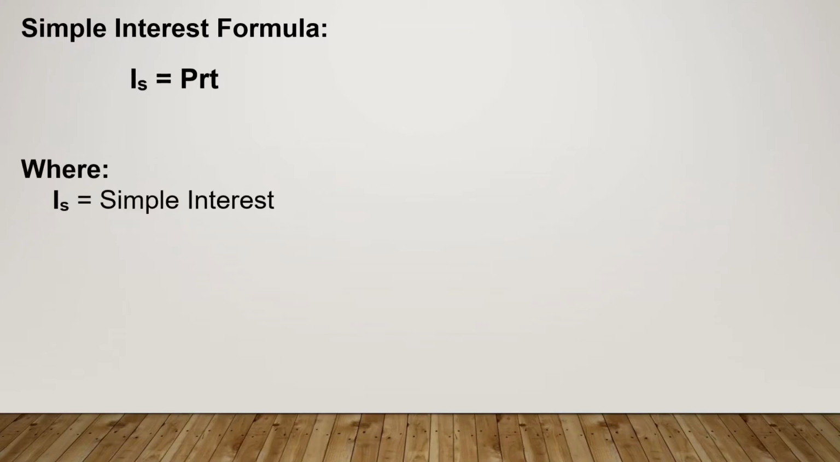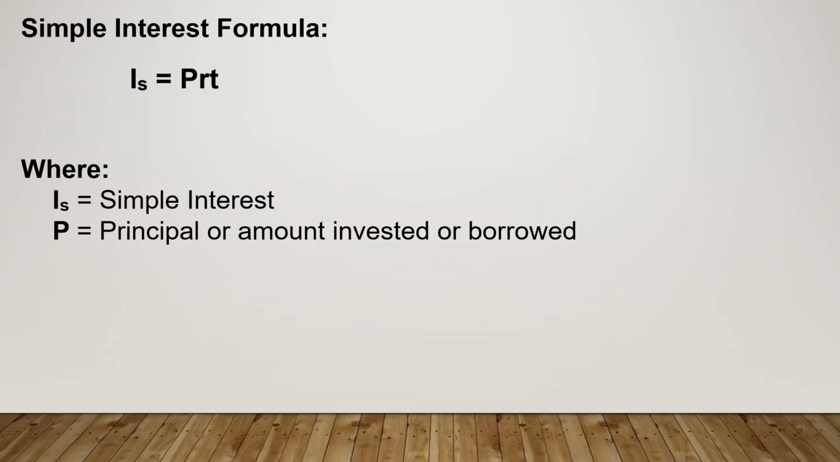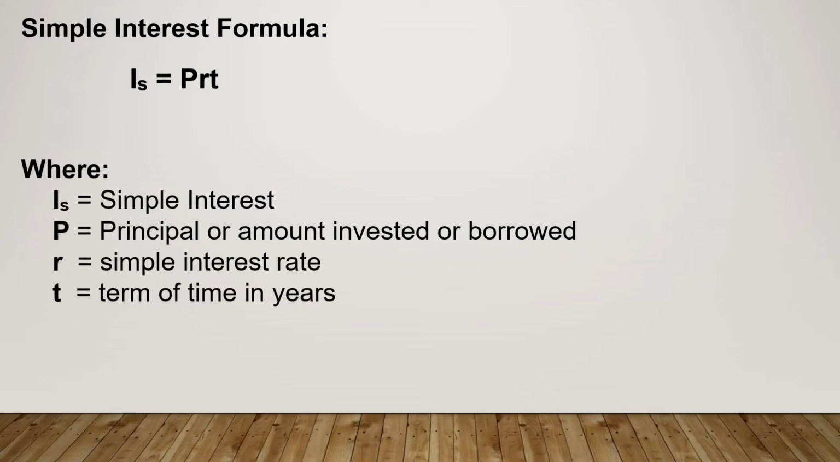let's have the simple interest formula. In computing the simple interest, we're going to use the formula I sub S equals the principal times the rate times the term or time, or P times R times T. Where I sub S is the simple interest, P is the principal or amount invested or borrowed, R is the simple interest rate, and T is the term or time in years. Remember that the T is the term of time in years.